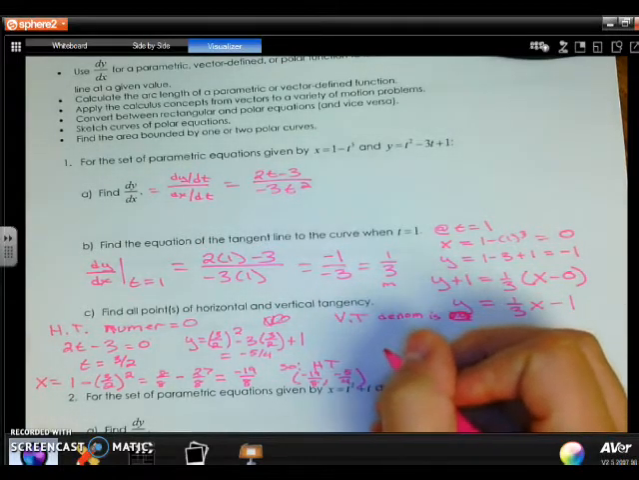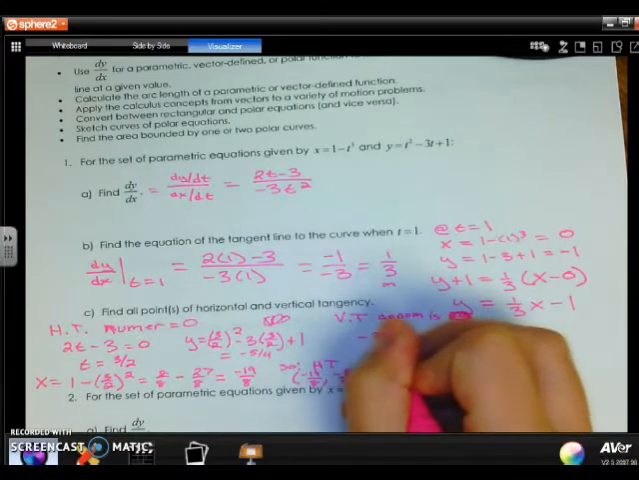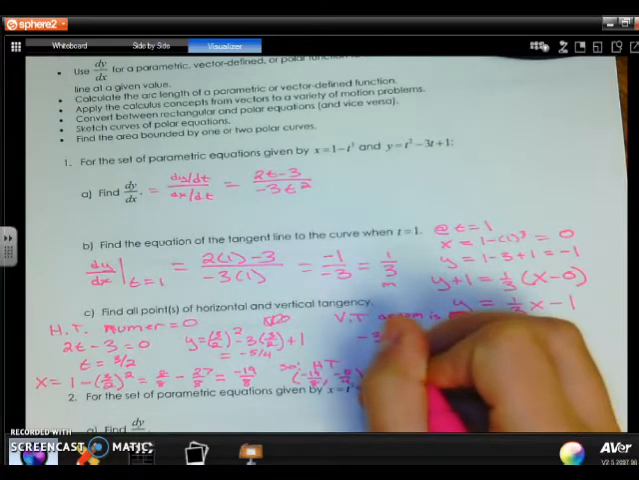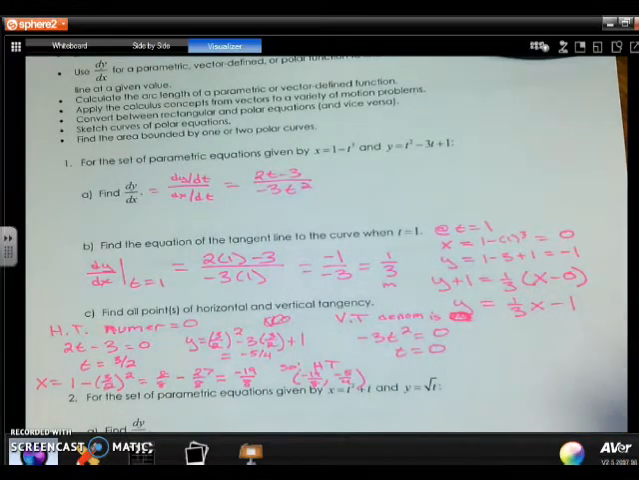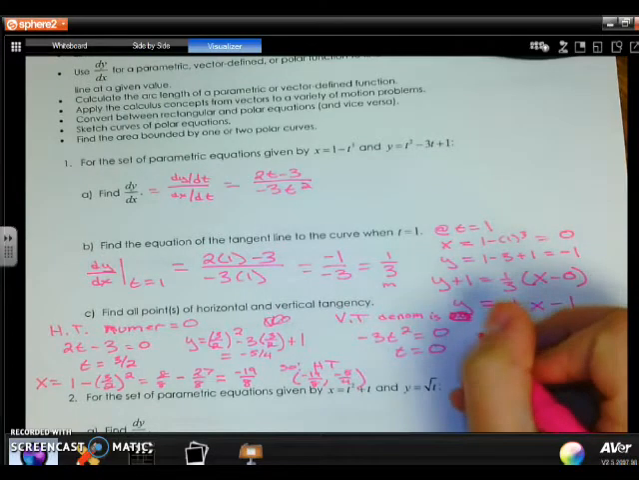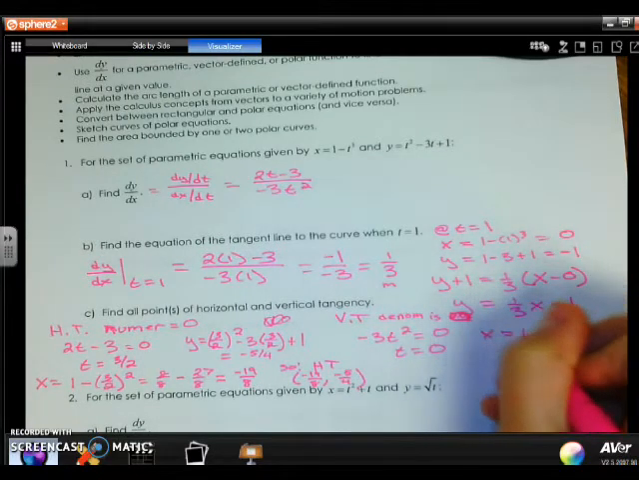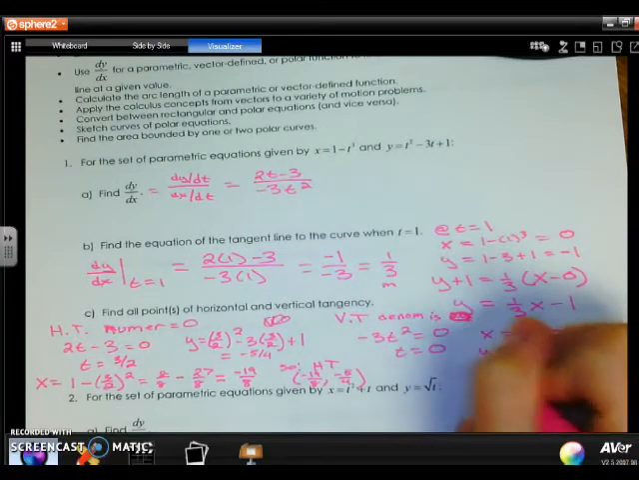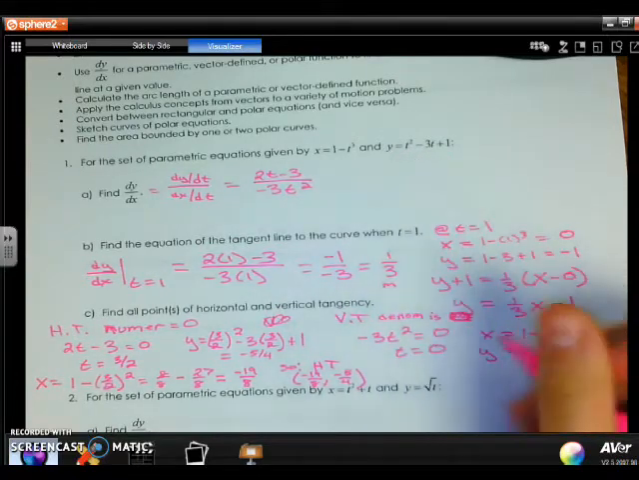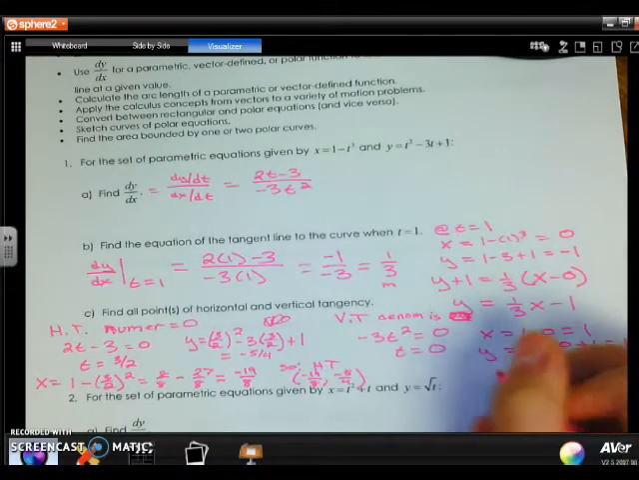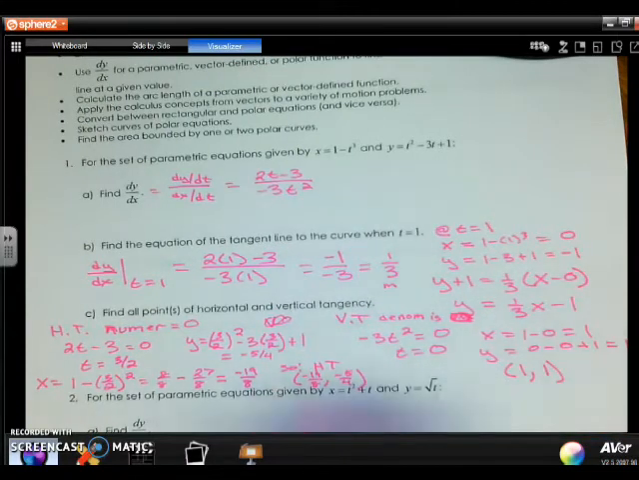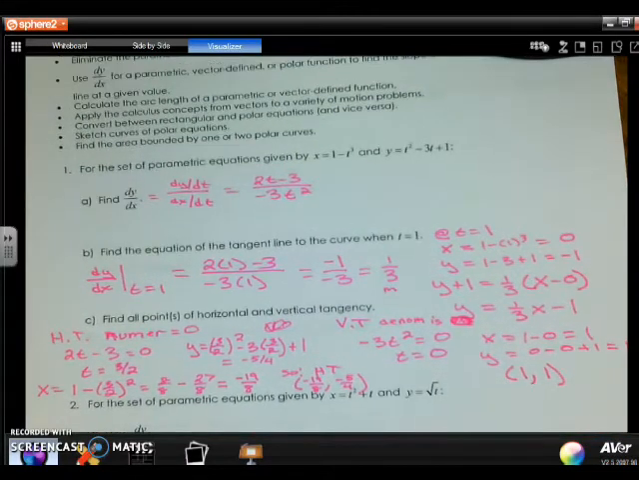Okay. So we want the denominator equal to 0, so that's -3t squared equals 0. That occurs at time 0, okay? And so at time 0, I need to get an x value and a y value. So at time 0, x equals 1 minus 0, which is 1, and y equals, if I plug in a 0 there, that's 0 minus 0 plus 1 equals 1. So my vertical tangency occurs at the point 1, 1. That is a much nicer point than the horizontal tangency.